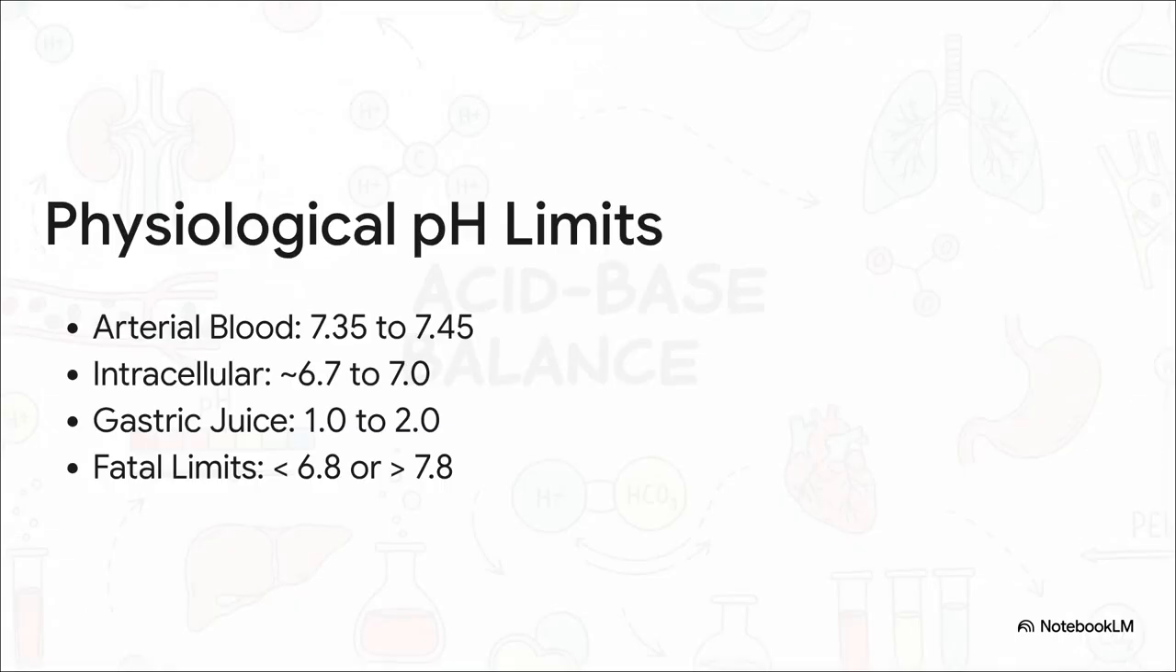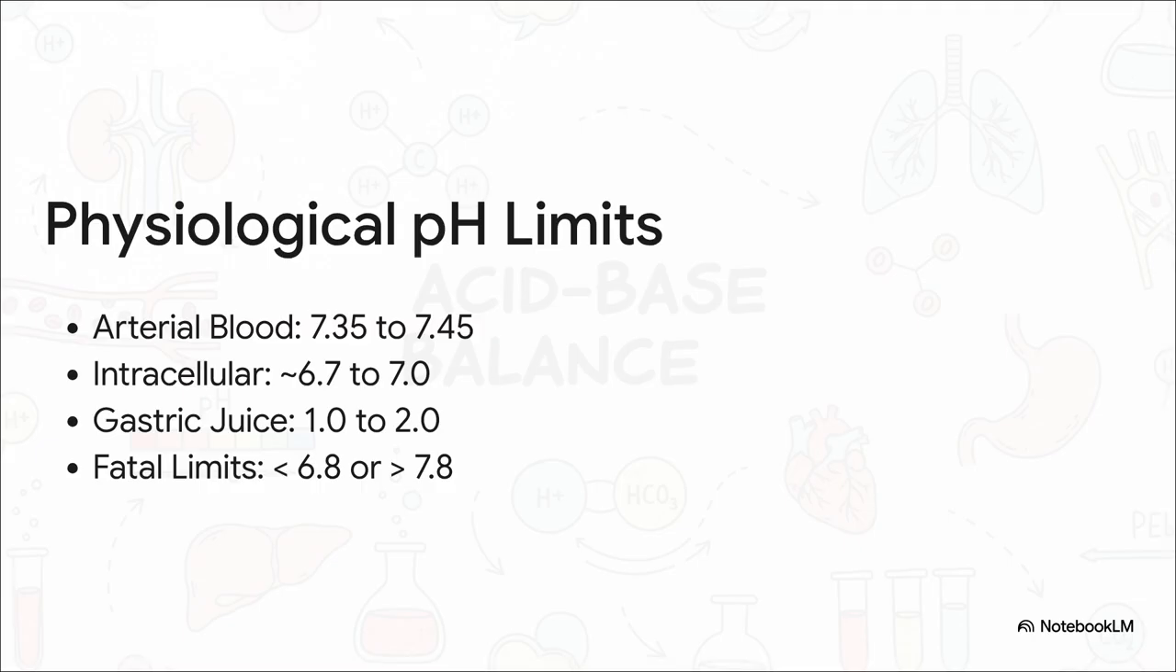So here is the absolutely crucial point. Venturing outside the strict arterial blood limits of 7.35 to 7.45 is catastrophic. Now, your intracellular pH is slightly more acidic, usually between 6.7 and 7.0, because of constant cellular metabolism. And your gastric juice? Highly acidic, down around a 1 or 2, which helps denature proteins so you can digest your food. But your arterial blood must stay in that incredibly tight 7.35 to 7.45 window.